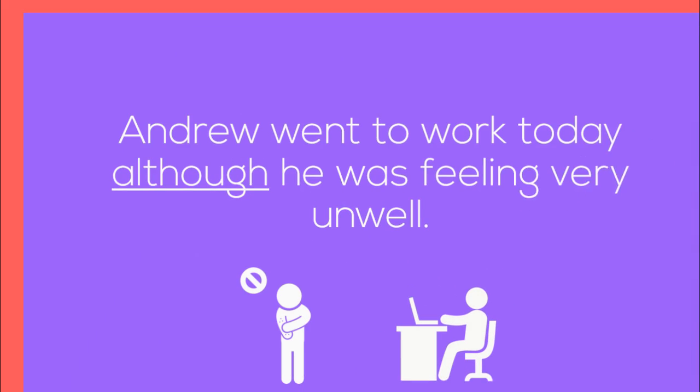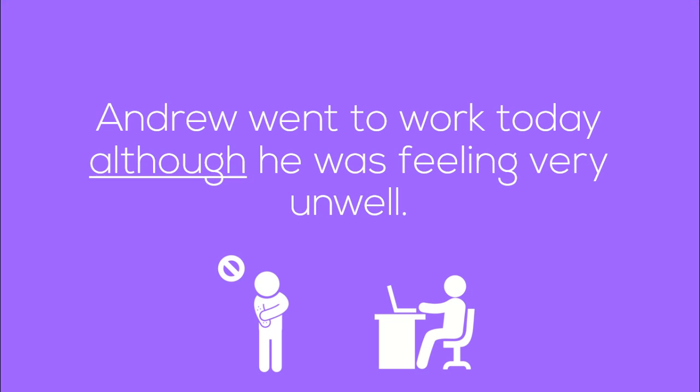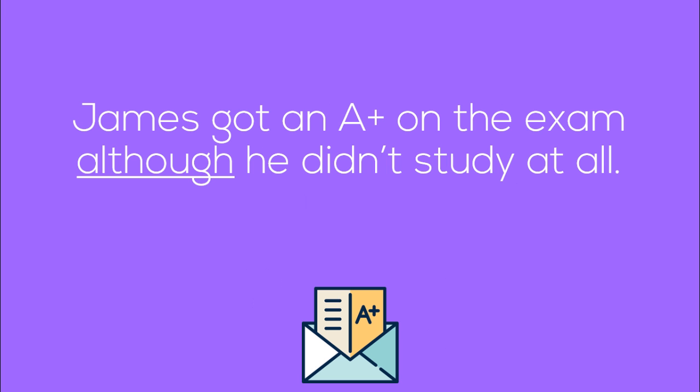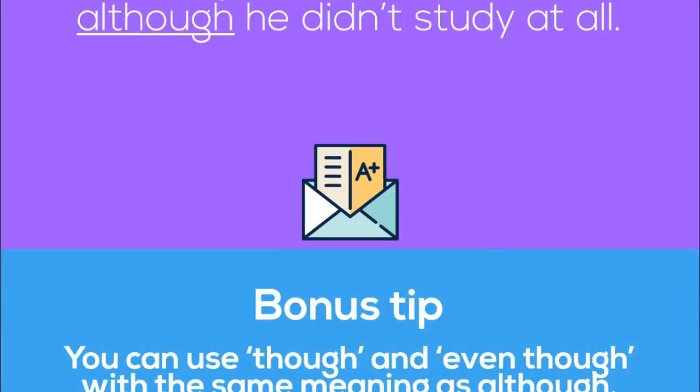Let's look at some more examples of using although in the middle of a sentence. Andrew went to work today, although he was feeling very unwell. So Andrew went to work. That's quite a positive thing. You know, he went to work. The second part is the negative. He was feeling very unwell. James got an A+ on the exam. Positive. Although he didn't study at all. Negative. So it's a contrast of ideas.